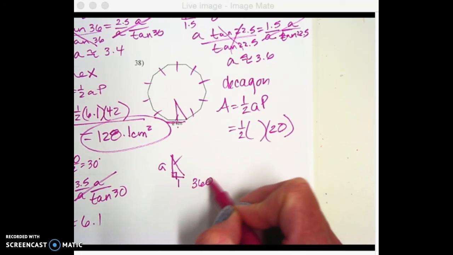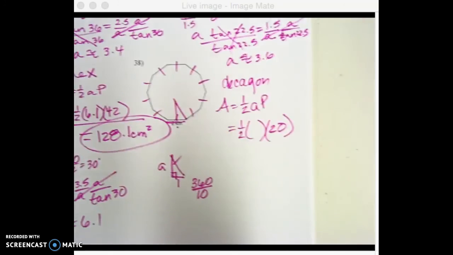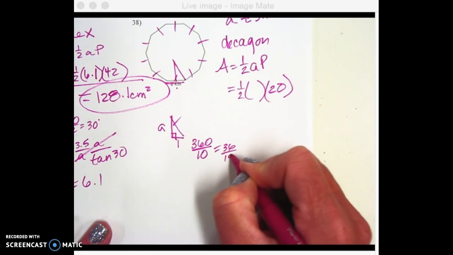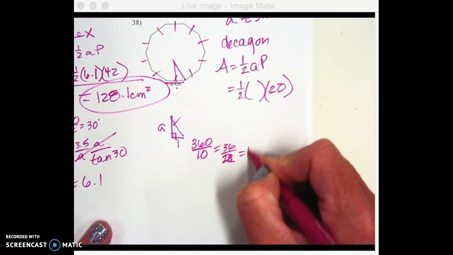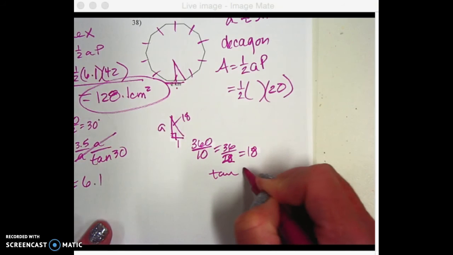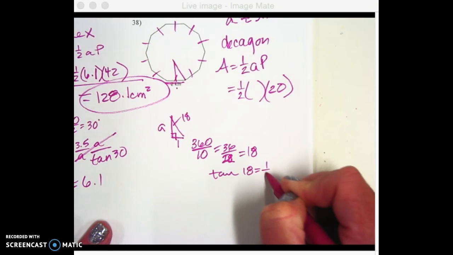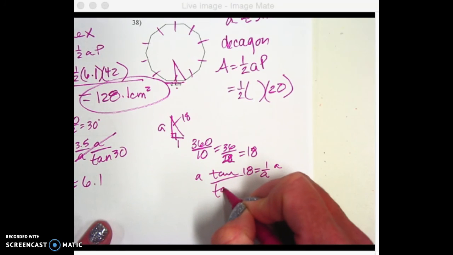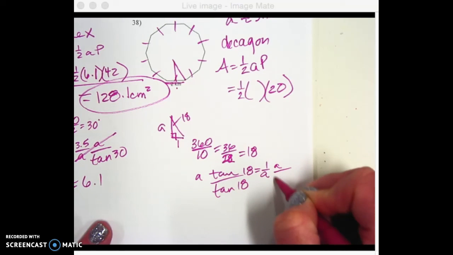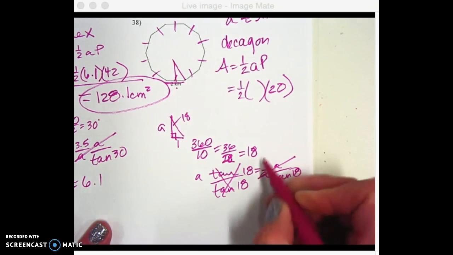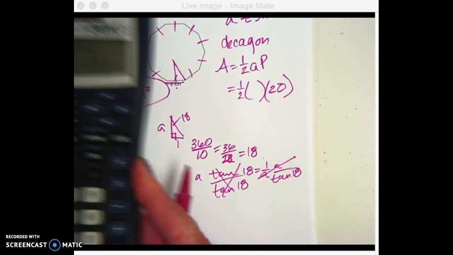So we start with 360, divide by the 10 sides that we know, which is 36. And then half of 36 is 18. That means that little angle right there is 18. So we're going to say the tangent of 18 is equal to 1 over a. Multiply both sides by the apothem. Divide both sides by the tangent of 18. These guys cancel, so we're going to type 1 over the tangent of 18 into the calculator.